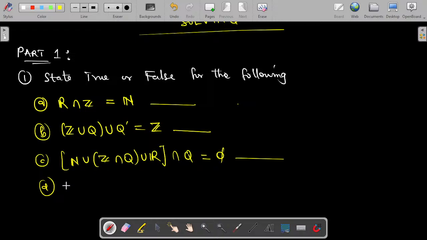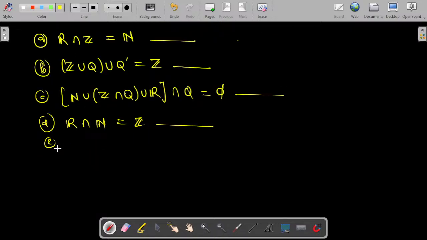And then there is the last one here, R intersection N is equal to Z. So you are also to state whether that is true. And I would like to put a fifth. Okay, so let's take it that you have something like R union, say Q prime, intersection N is equal to the empty set. Is this one true or false? Okay, so quickly let's look at that.